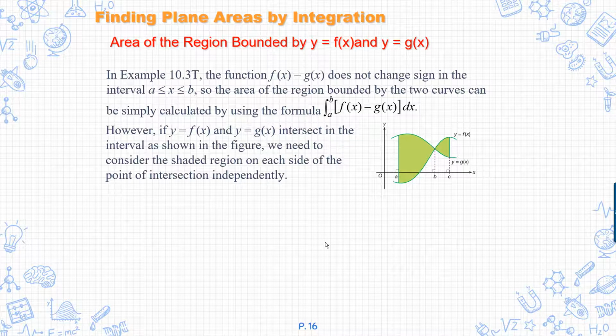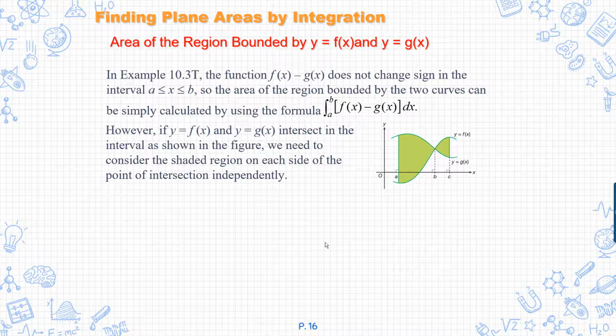Here is another important result that you must know: if the function f(x) minus g(x) doesn't change sign in the interval x is equal to a and x is equal to b, the area of the region bounded by the two curves can be simply calculated by using integral a to b of f(x) minus g(x) dx. However, if y is equal to f(x) and y is equal to g(x) intersect in the interval as shown in the figure, we need to consider the shaded region on each side of the point of intersection independently.